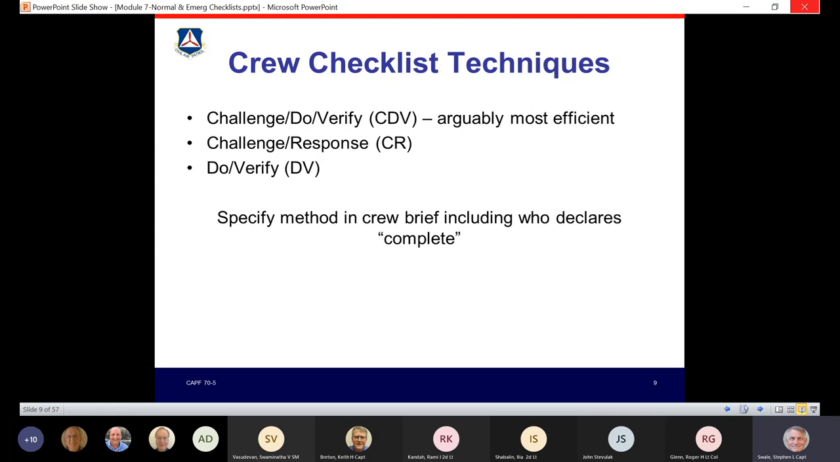And the last one is do-verify, and the do-verify approach essentially says do everything that you think needs to be done and then use the checklist to verify. And you can see that there could be some holes in that one, especially when you think about the order of operations that some activities require. I'm thinking about takeoff pitch trim in particular when I say that. So whichever you pick, you just must make sure that you specify what the game plan is during the crew briefing.